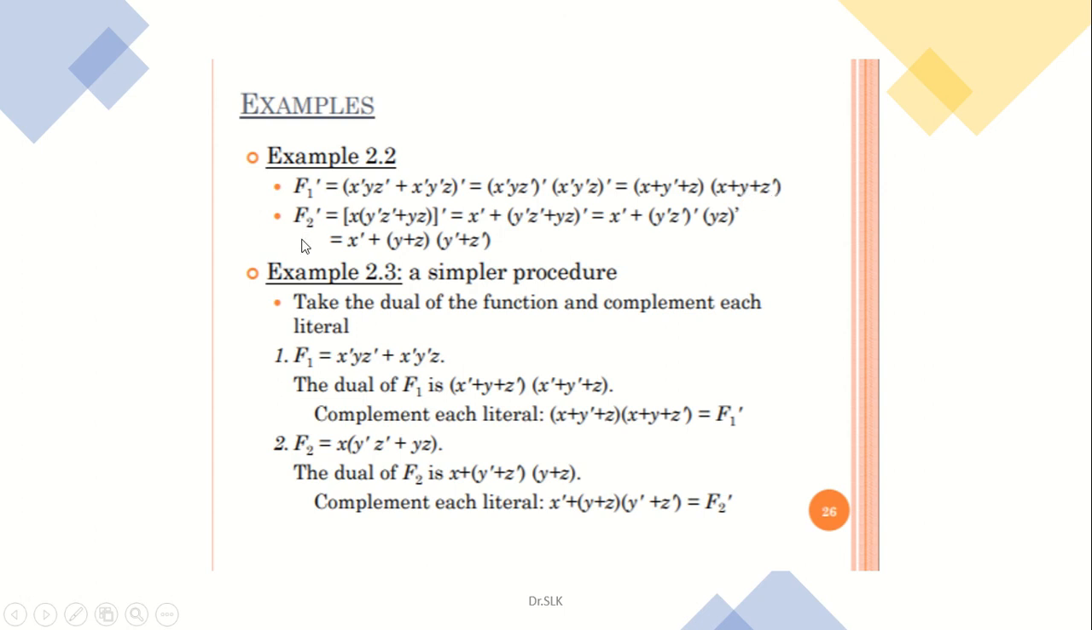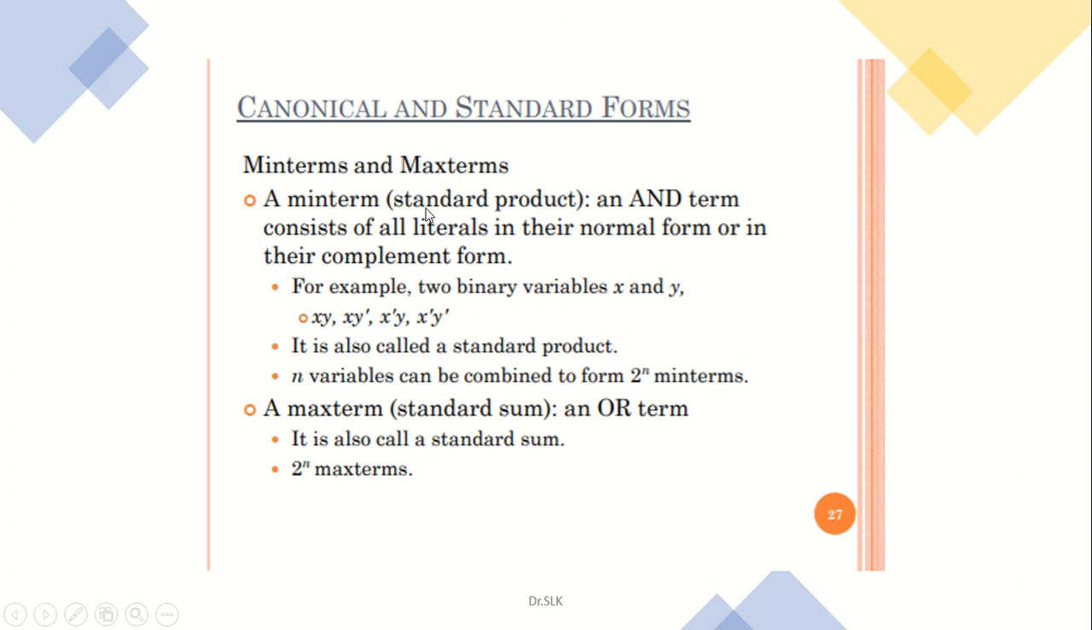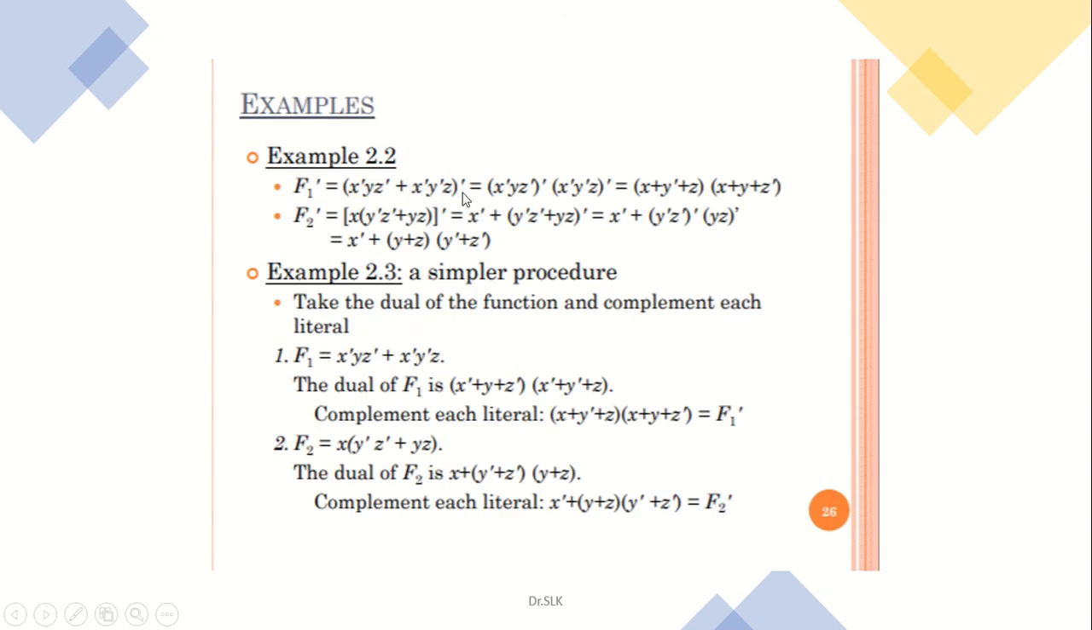And f2 dash means, now the function is x into (y bar z bar plus yz). Now here you have to take the entire complement. If you take the complement, this is your a, and this whole term is your b. A is x, and b is the complete y bar z bar plus yz. So (ab) the whole bar means a bar plus b bar.